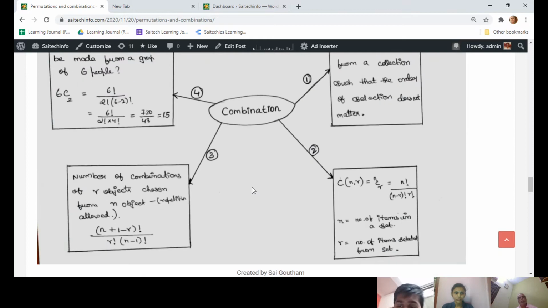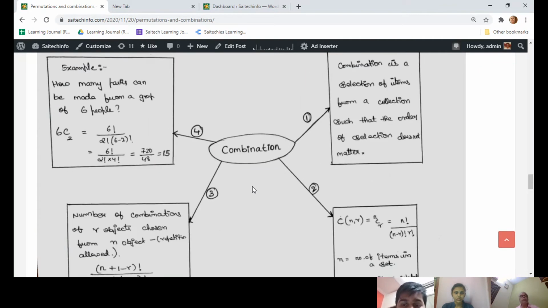So here the n objects we can repeat many times. If a single number is there, we can repeat it again and again to find the number of ways. So we use the formula (n plus r minus 1) factorial divided by r factorial into (n minus 1) factorial.